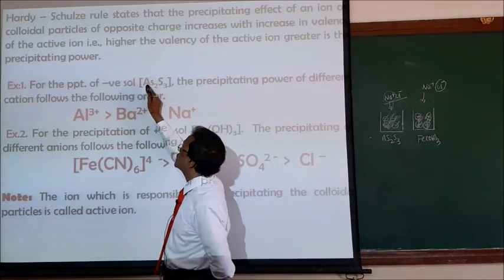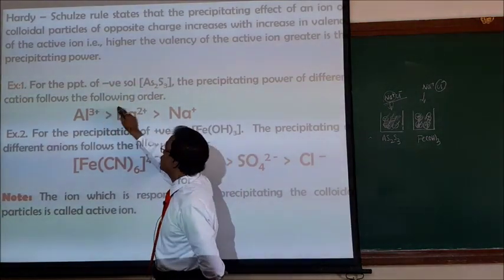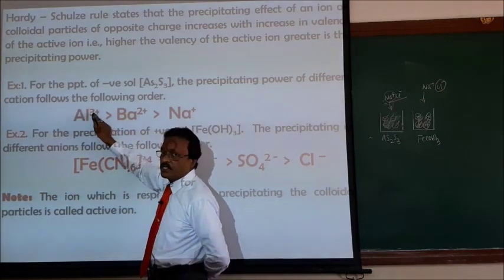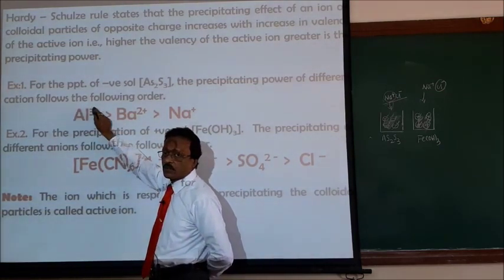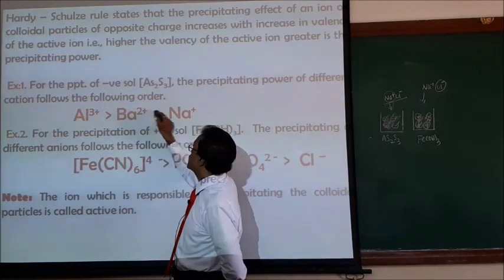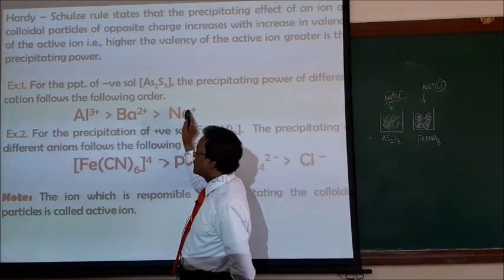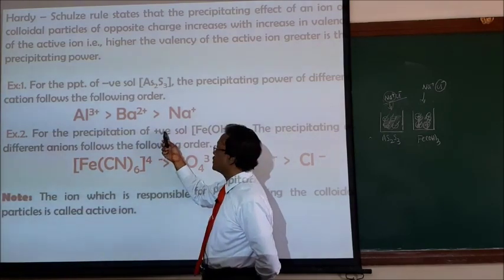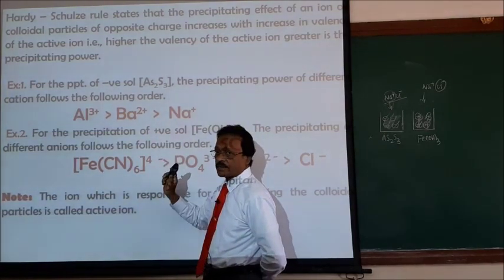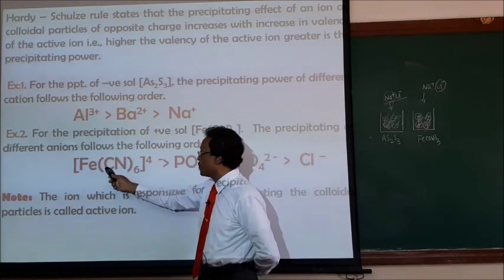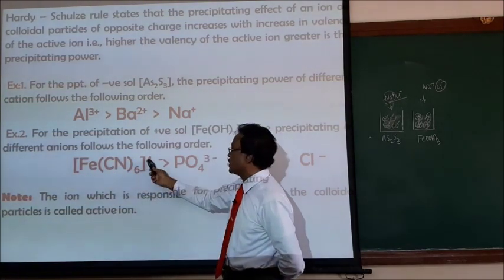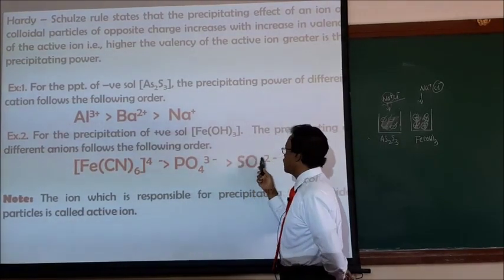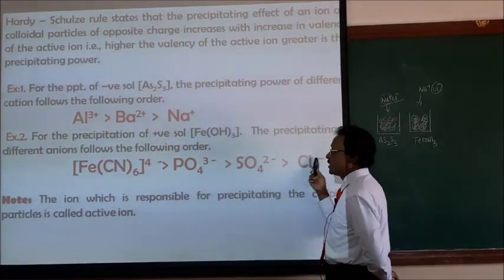Take arsenic sulfide, a negative sol; positive ions bring about the coagulation, but Al3 plus is more effective because of its higher valency than 2 plus and Na plus. Suppose I take ferric hydroxide, a positive sol. Then negative ions bring about the coagulation. Look at the coagulation property: the ferrocyanide 4 minus ion is more effective than the 3 minus phosphate ion, then the SO4 2 minus ion, then the Cl minus ion.